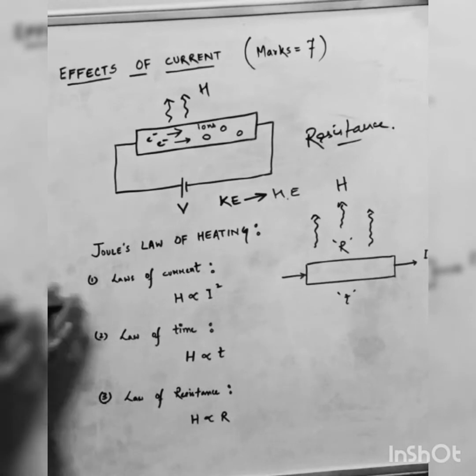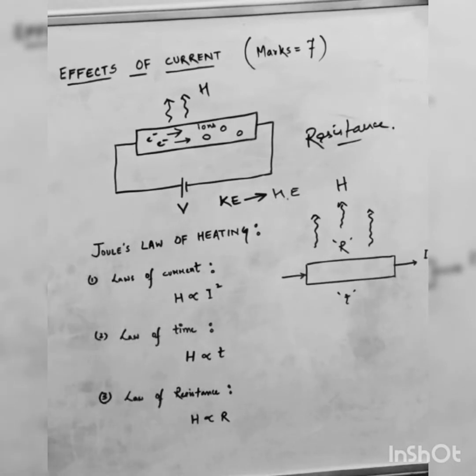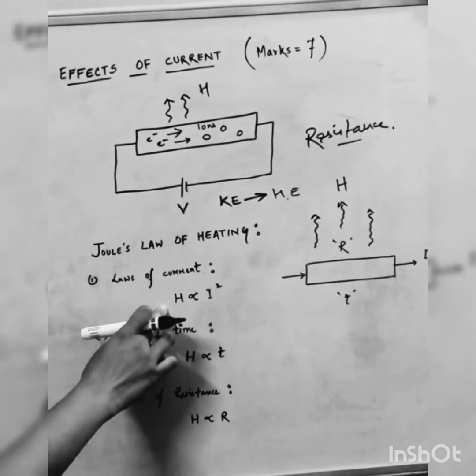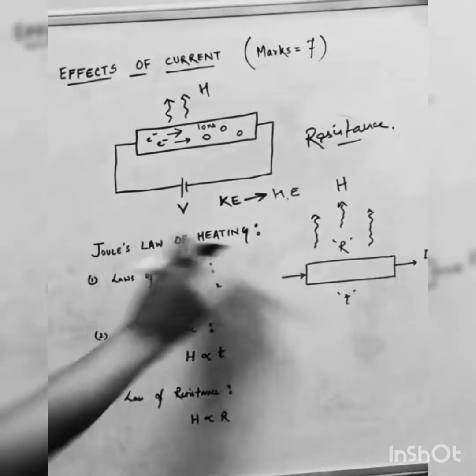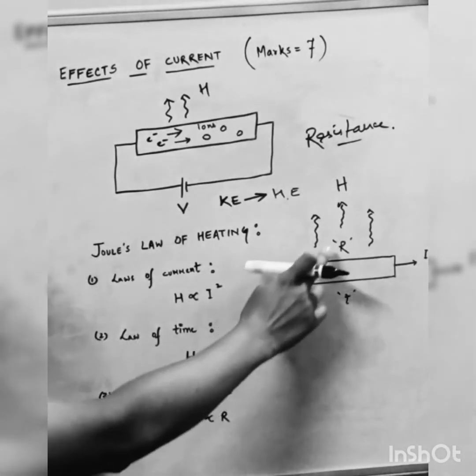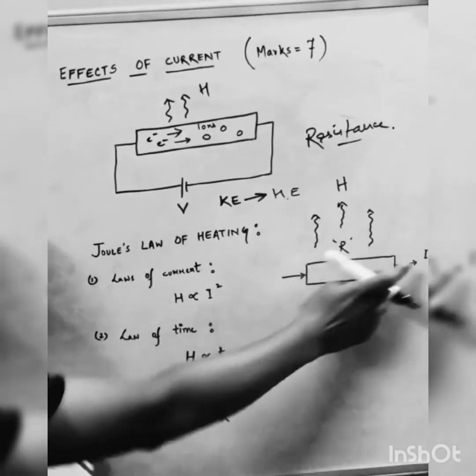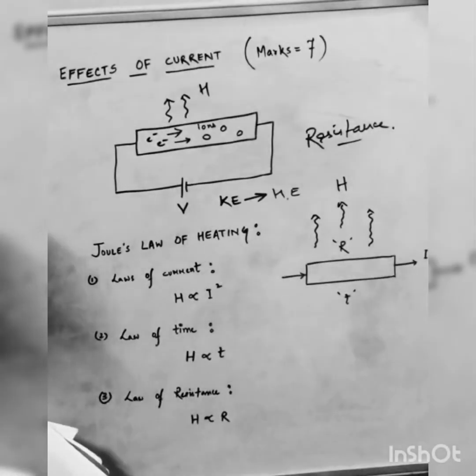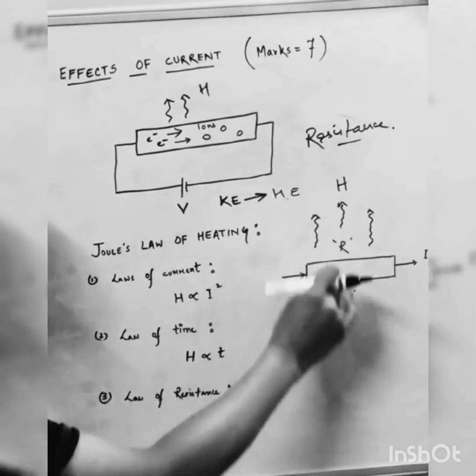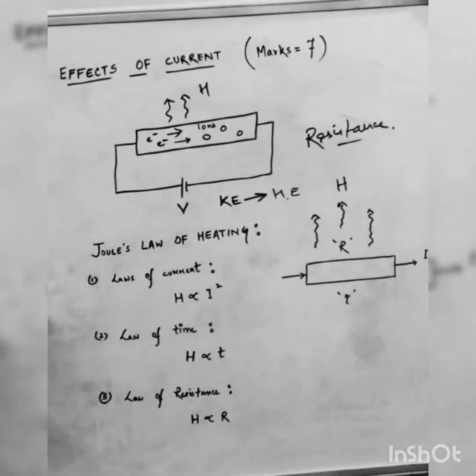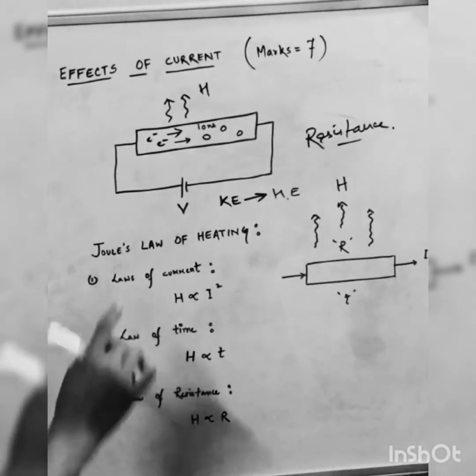So there are mainly three laws of Joule's which are known as Joule's law of heating, and the first law is the law of current. The law of current states that the amount of heat H which is generated in a conductor of resistance R, here I have drawn a conductor, the resistance is R, the current flowing through the conductor is capital I, and the amount of time in this process is denoted as small t.